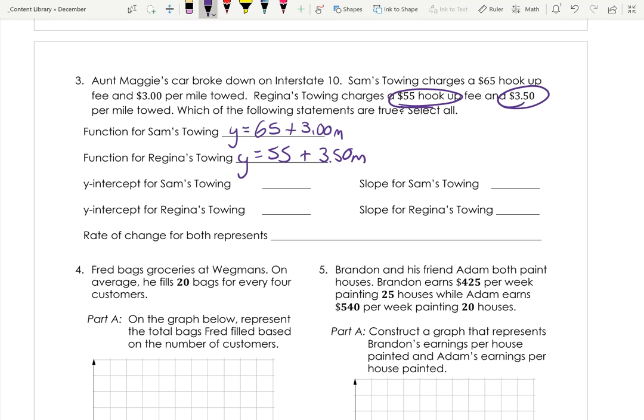So the y-intercept for Sam's is 65. The y-intercept for Regina is 55. Because those are the flat fees, the fee that they would pay at the very beginning. The slope for Sam's Towing is 3. This is because it's changing $3 every mile, $3 per mile. So the slope represents the miles, or I'm sorry, the dollars per mile. And Regina's would be $3.50.